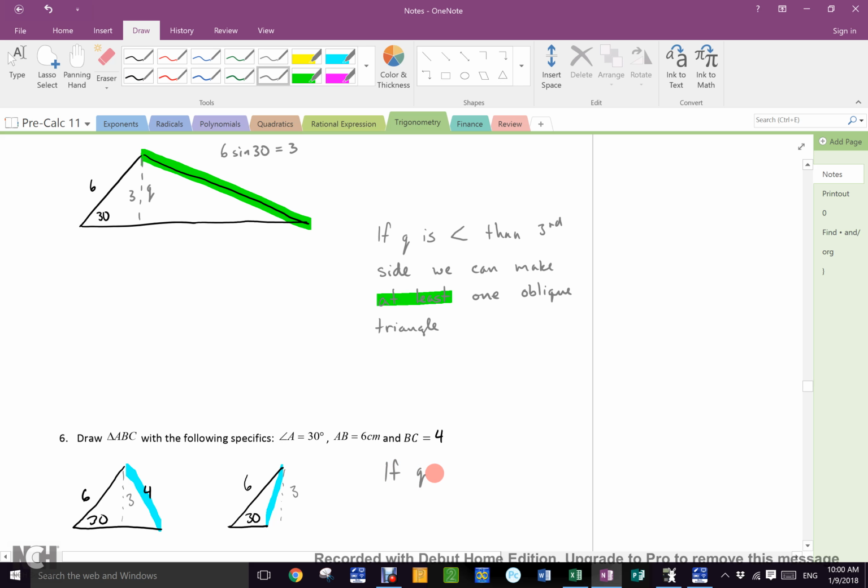If Q is less than the third side, and please highlight and.